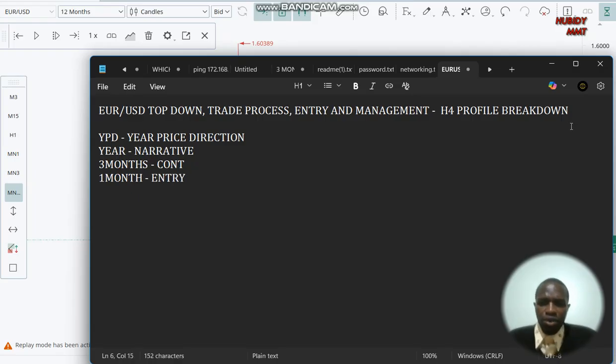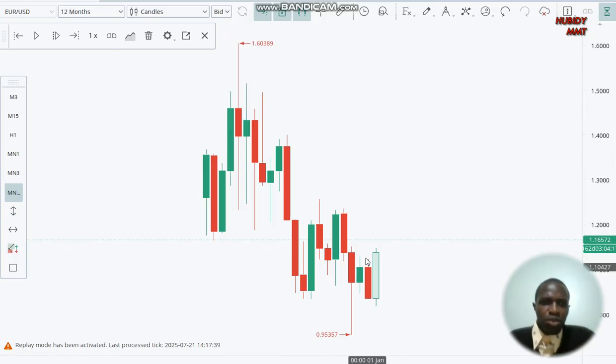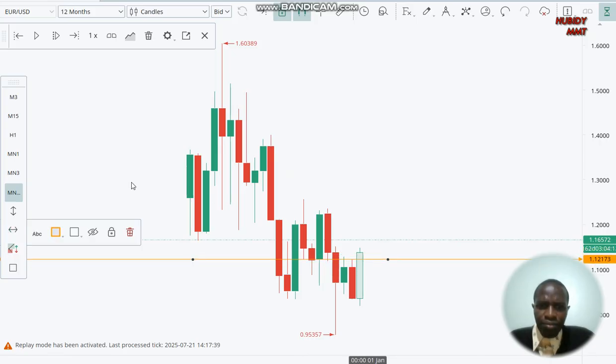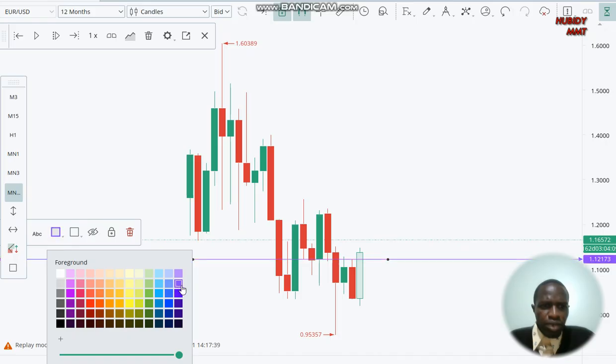With this, we are able to do what we call profile progression. Profile progression is simply trading a smaller time profile within a big time profile. So you will see how I'll do this top down. We are saying our yearly should be the narrative, and then 3 months context, and then 1 month entry. When we start with the yearly, I'll just mark last year's high. Let's mark it with the purple.